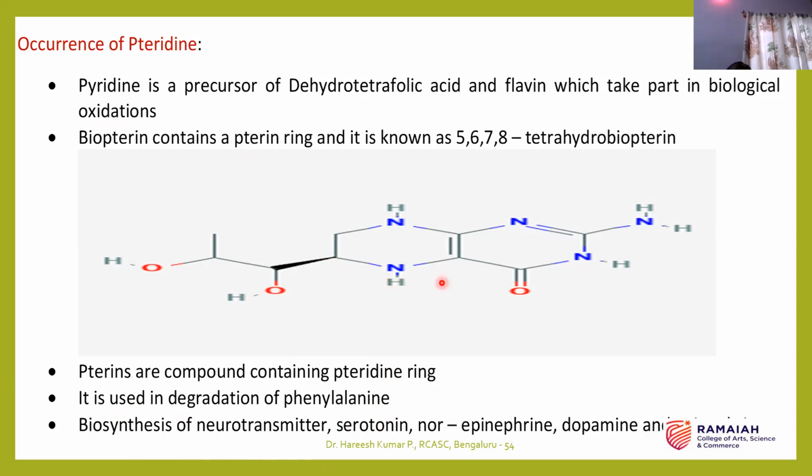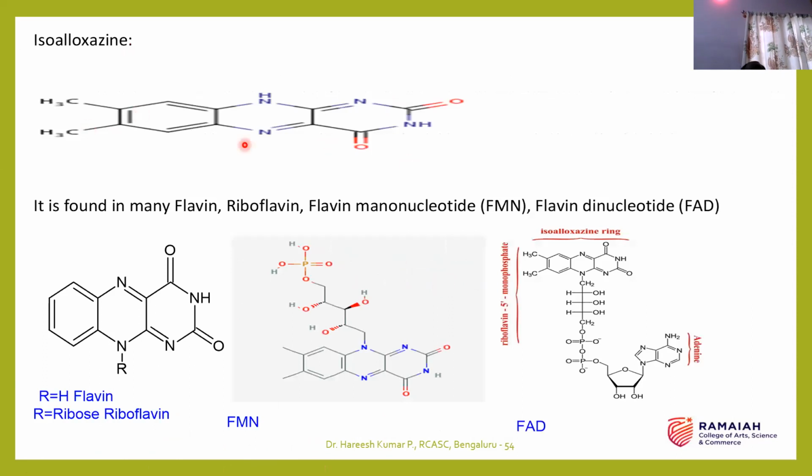And one more important thing, this one. Normally they will ask, write the structure of isoalloxazine. So this is one. Where is it found? It is found in riboflavin, in FMN, and also in FAD. These are the coenzymes used by enzymes for oxidation and reduction in the living system. This is the occurrence of this one.